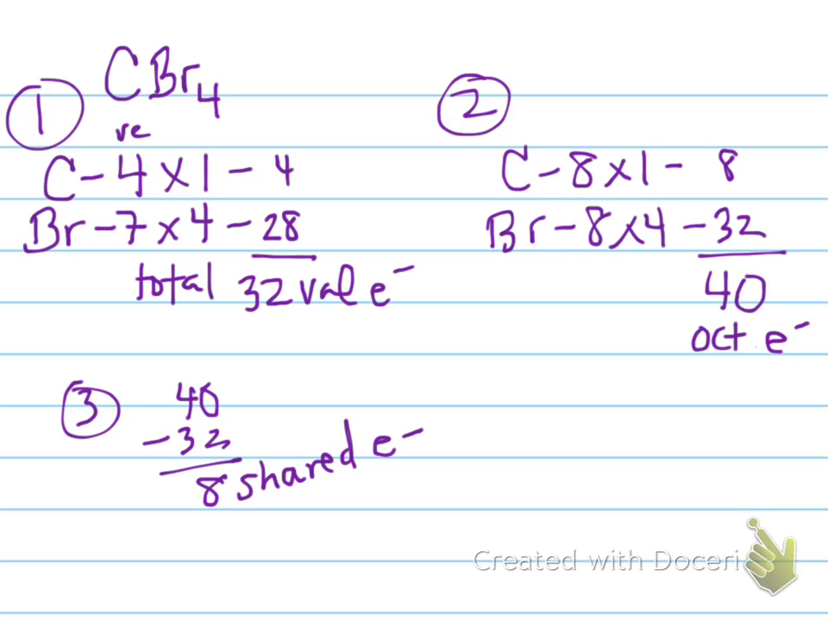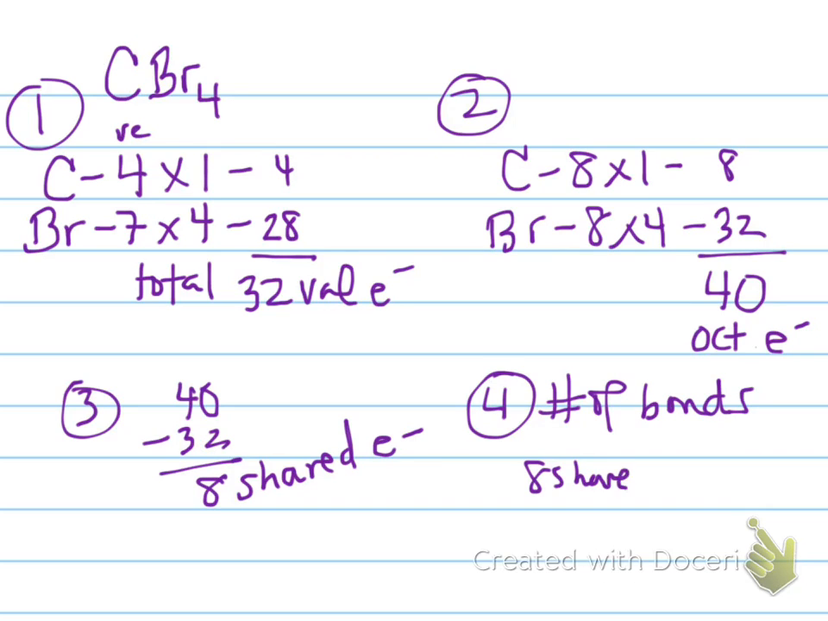Now, a single bond consists of how many shared electrons? 2. So if you have 8 electrons being shared, how many bonds is that? 4 bonds. So your fourth step is getting your number of bonds. And it's 8 shared electrons divided by 2 equals 4 bonds.